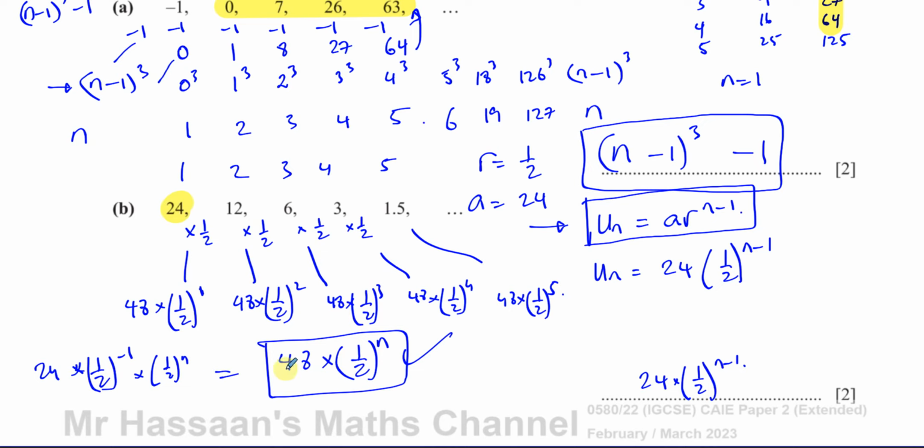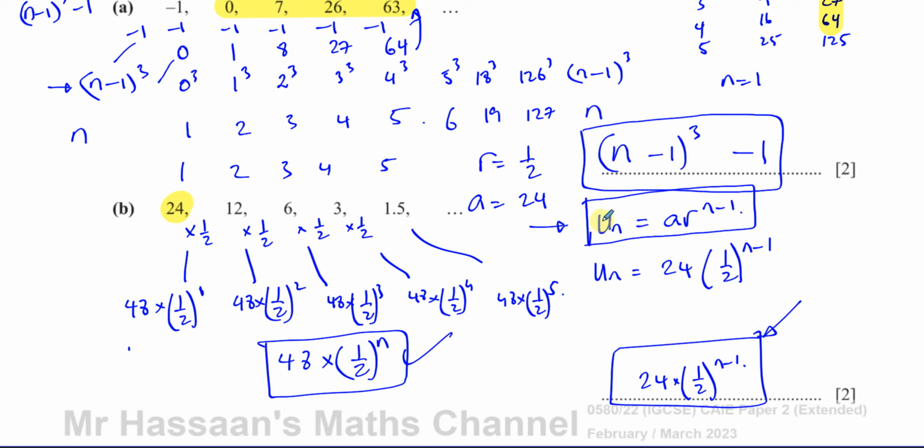It will be, this is the same as that. And we can see that when I combine these together, I get that because I have to add the powers. So I'll have 24 times a half to the power of n minus 1. So these are the same thing. All right. So whether your answer is written in this form or it's written in this form, it's perfectly fine. The mark scheme will probably say this because of this formula.